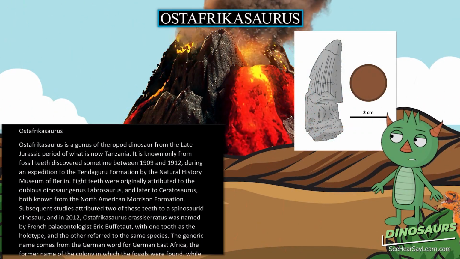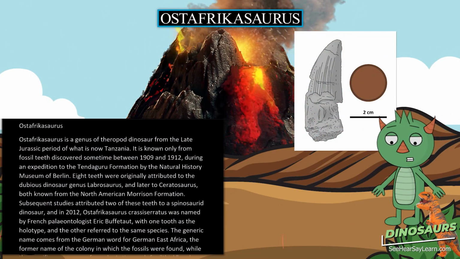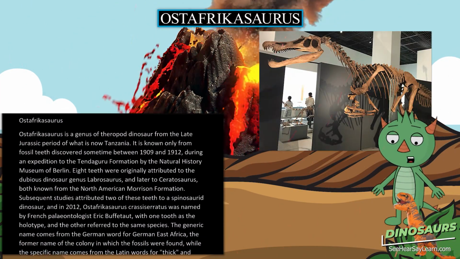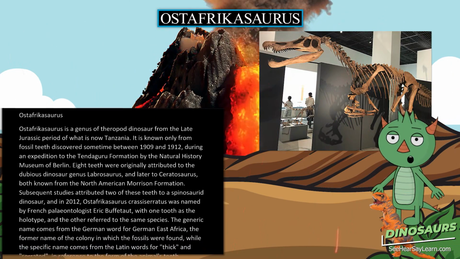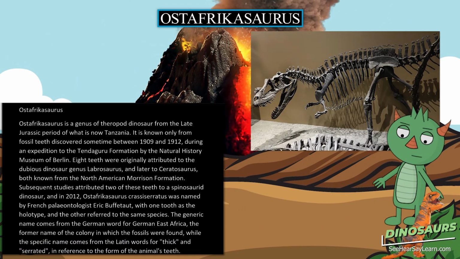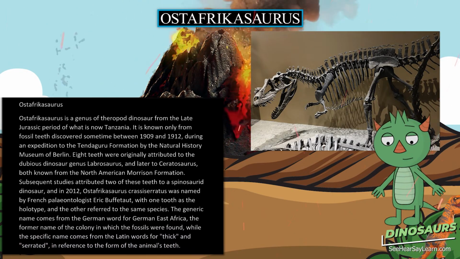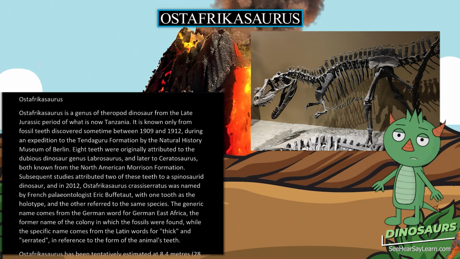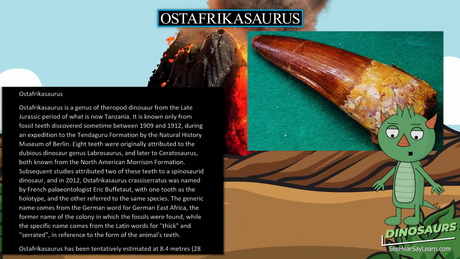Ostafrikasaurus. Ostafrikasaurus is a genus of theropod dinosaur from the late Jurassic period of what is now Tanzania. It is known only from fossil teeth discovered sometime between 1909 and 1912, during an expedition to the Tendaguru Formation by the Natural History Museum of Berlin.